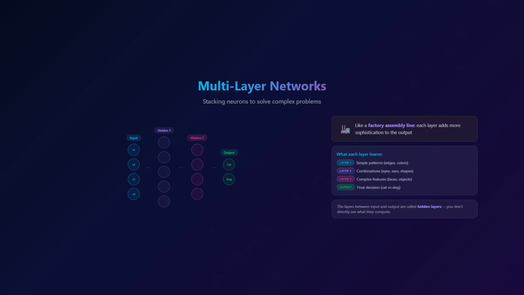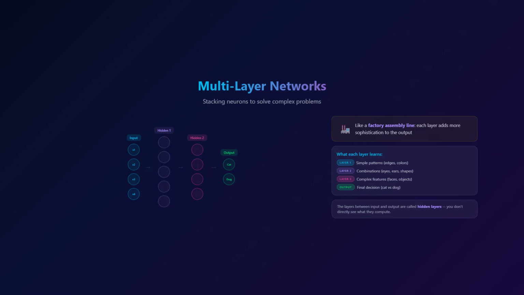This is called a multi-layer perceptron, or MLP. The layers between the input and output are called hidden layers, because you don't directly see what they're doing. And here's the magic, with enough hidden layers and neurons, this network can learn incredibly complex patterns, not just straight lines.